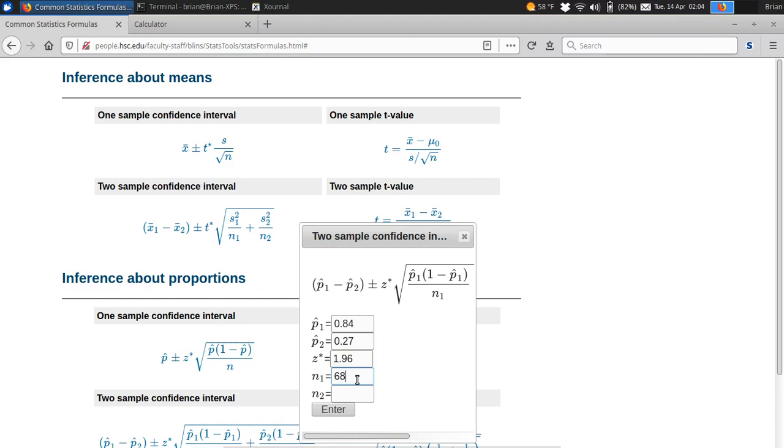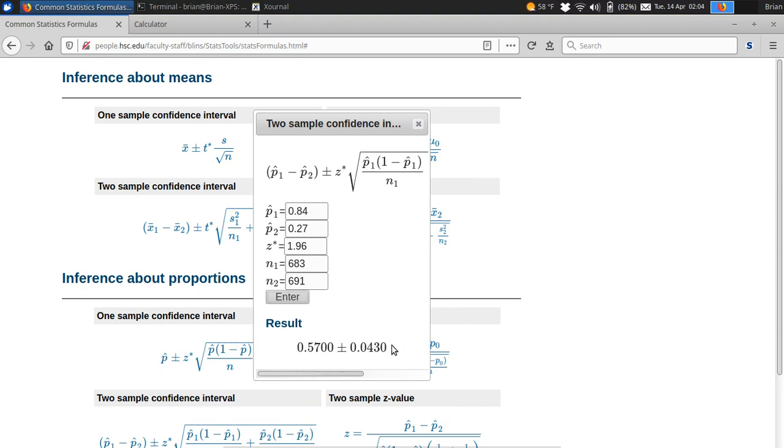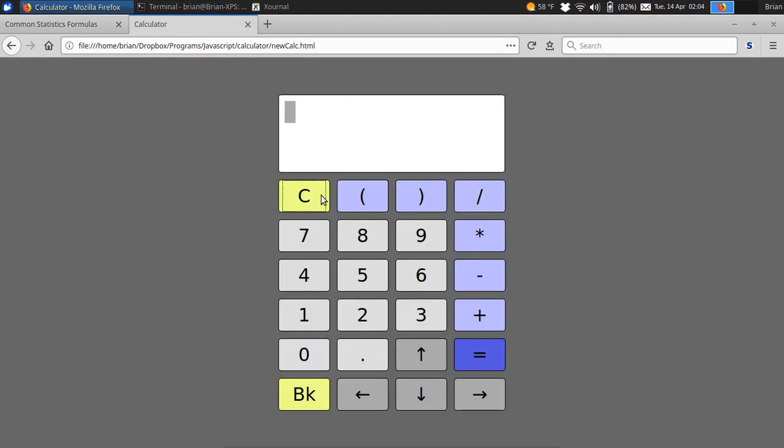And then the two sample sizes. For the Democrats, it was 683, and for the Republicans, it was 691. Once I have all my numbers in place, I just hit enter, and let me move this so we can actually see the result. There we go. That's the result. So that goes, if I add these together, what is that? 61.4, and if I subtract them, it's going to drop me down to, let's just do it, clear this, 57 minus 4.3% would drop me down to a 52.7. So there's my confidence interval.